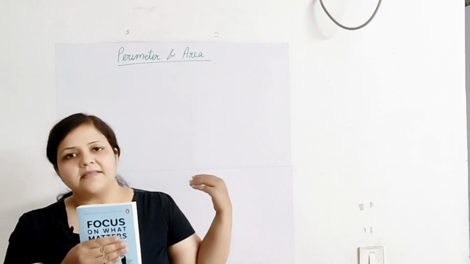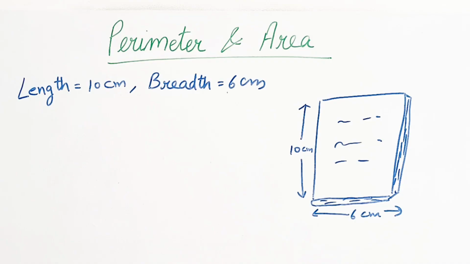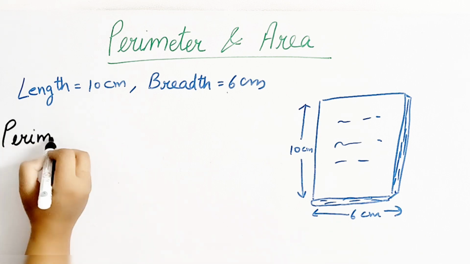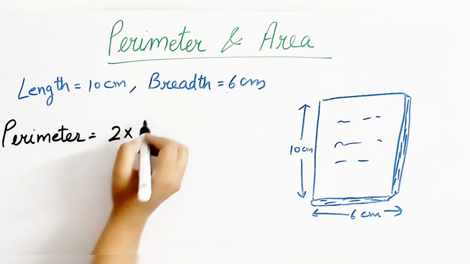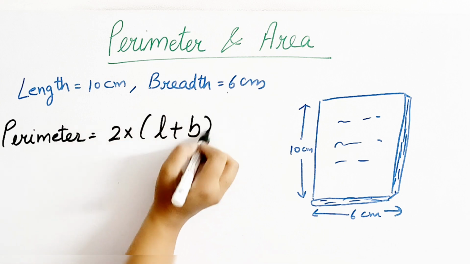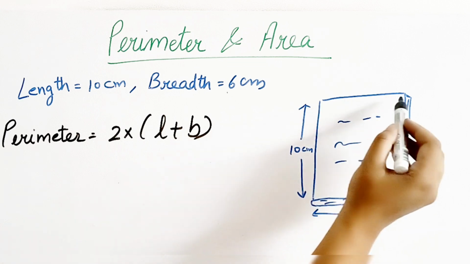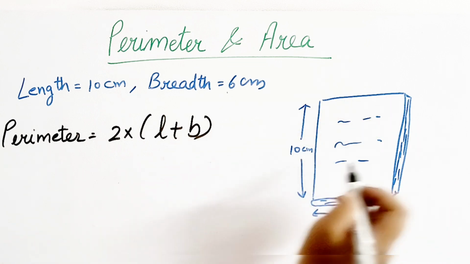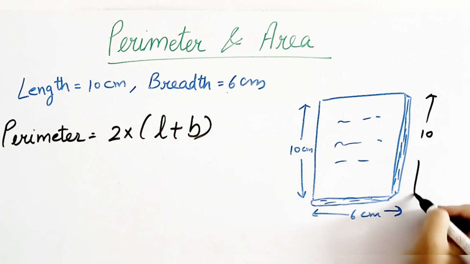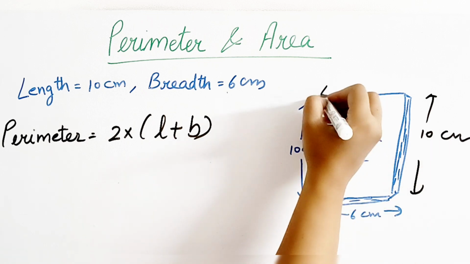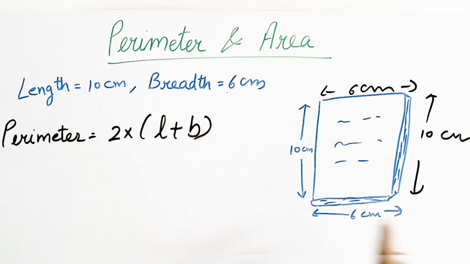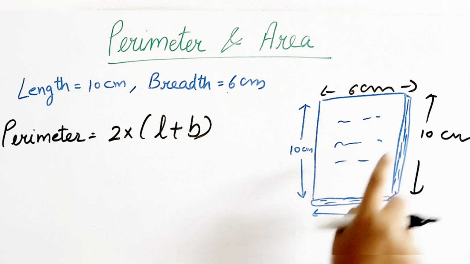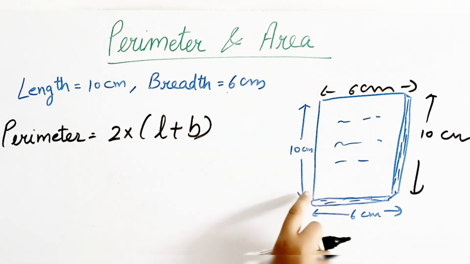Now let's understand this in numerical terms. Suppose this book has length 10 centimeter and breadth 6 centimeter. So perimeter will be 2 multiplied by (length plus breadth), because we know that perimeter is the boundary. So if this is 10, this will also be 10. If this is 6, this will also be 6. So we have 2 10 centimeters and 2 6 centimeters along the boundary.